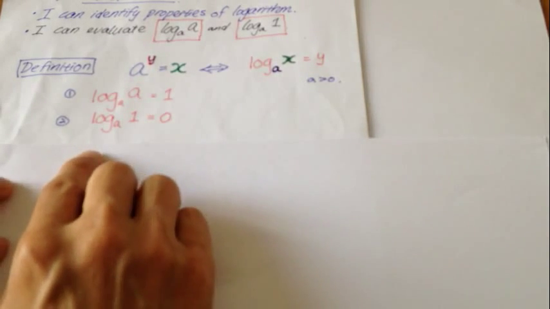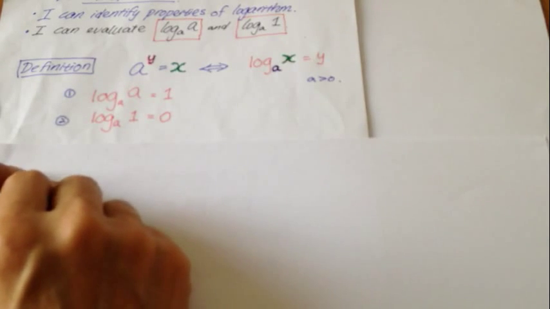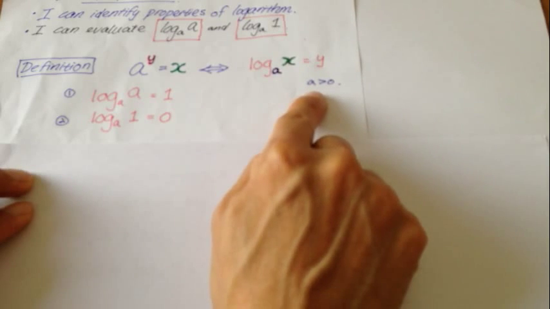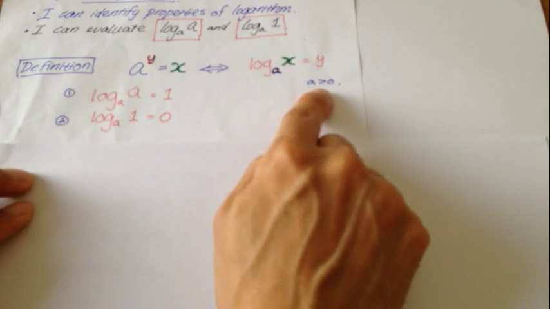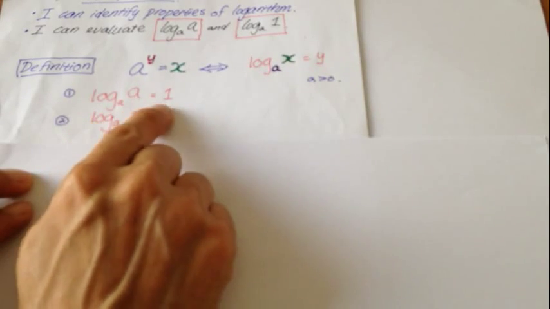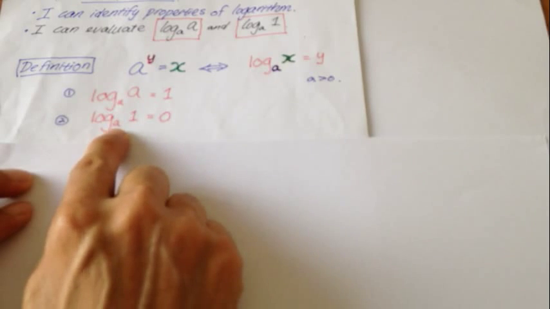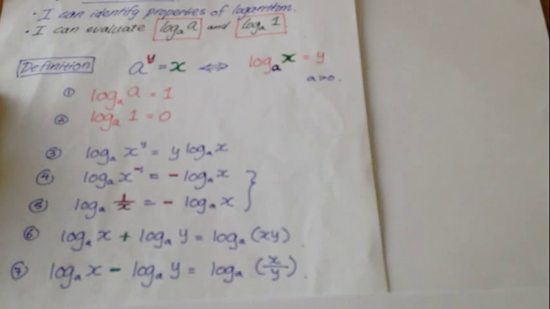Alright, and basically the properties number 1 and properties number 2 are the summaries of the previous lessons, and we have to remember here that there's a limitation. A here must be a number greater than 0. For higher level students, later on you may want to consider a to be a negative number. Properties 1 basically say if the base and the factor are the same, then the answer is 1 because the base has to be raised only once to get a. And here the base has to be raised 0 times to get 1 because a to the power of 0 is 1.